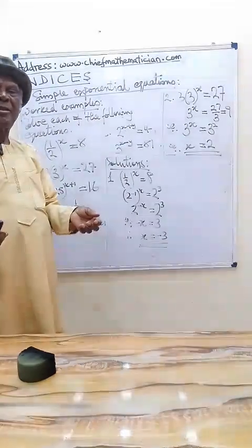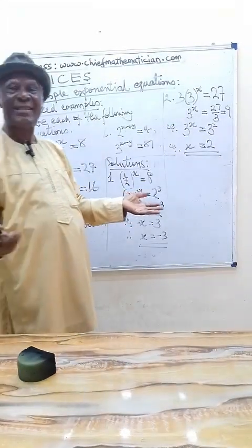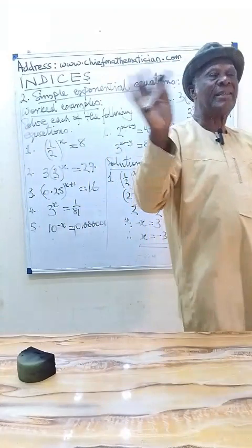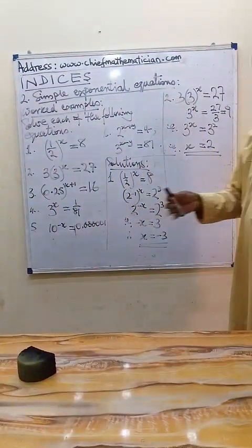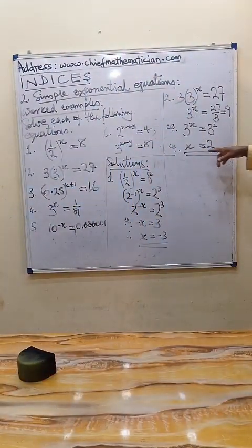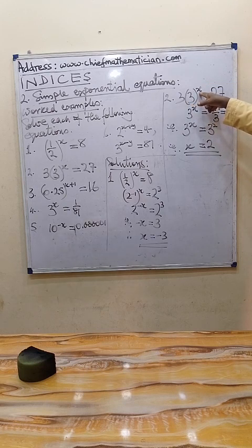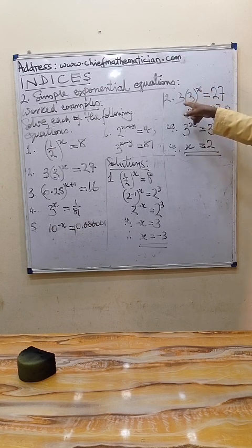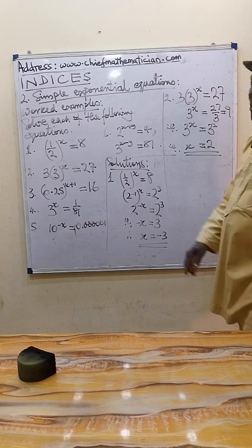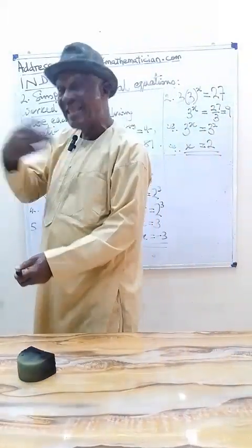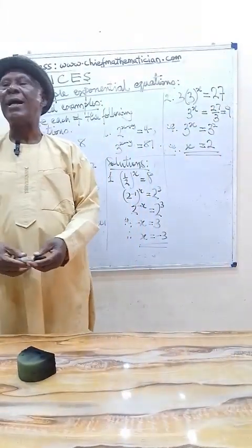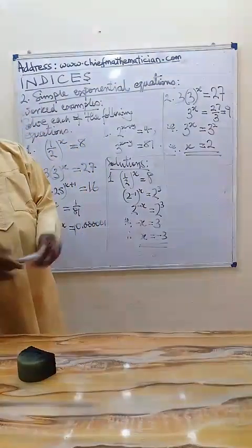And of course, we can check our answer again. Like I said, we can check. You don't need to ask anybody whether you are right or wrong. You check it yourself. How do you check? If x is equal to 2, replace this x with a 2. 3 raised to the power 2. Is it not 9? It is 9. And 9 multiplied by 3. Is it not equal to 27? There you are. So you can check your answer to know whether it is right or wrong. You don't need to ask anybody.